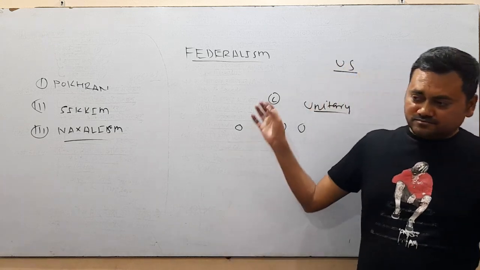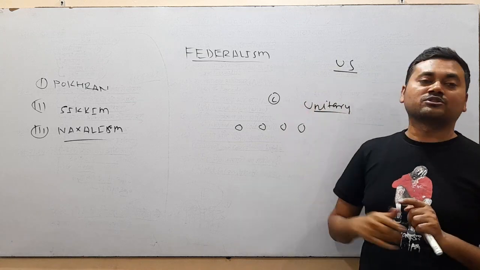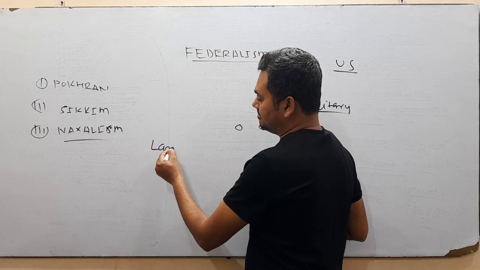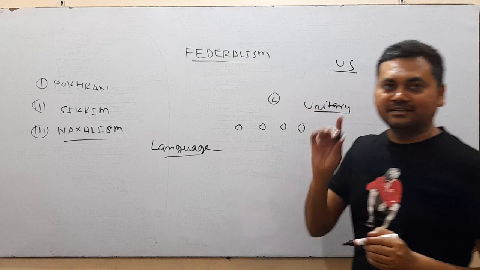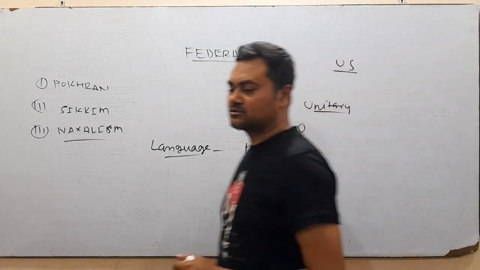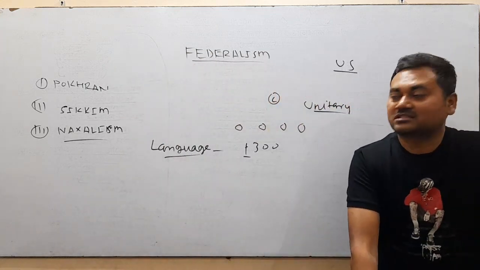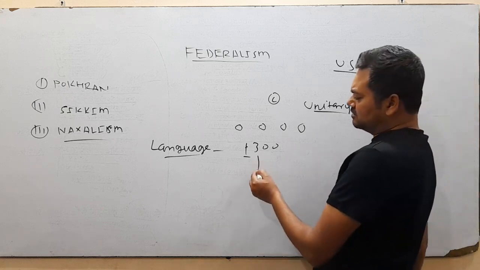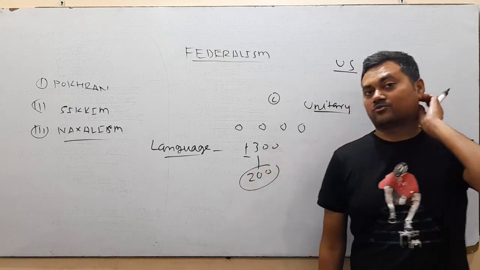So the first problem which India faced in context of federalism was related to language. In India, there are 1300 languages according to the census 2011. And out of these, around 200 or 300 languages are quite important ones.